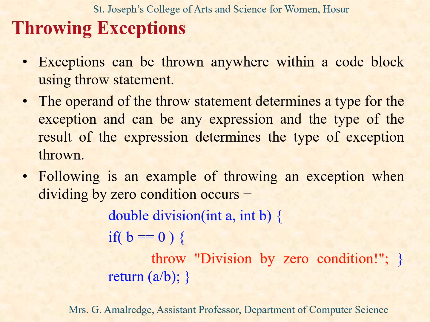Throwing exceptions. Exceptions can be thrown anywhere within a code block using the throw statement. This is the example for throwing an exception. Here we are creating a function called division with two parameters a and b. In this function, we are going to check whether the value of b is equal to 0 or not. If it is 0, it throws the exception division by 0 condition. Otherwise, it returns a divided by b.